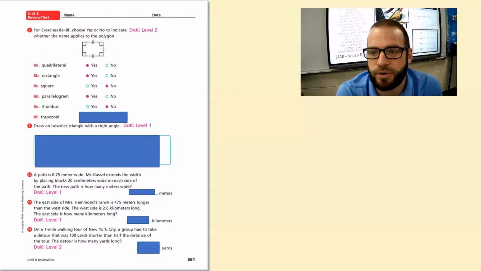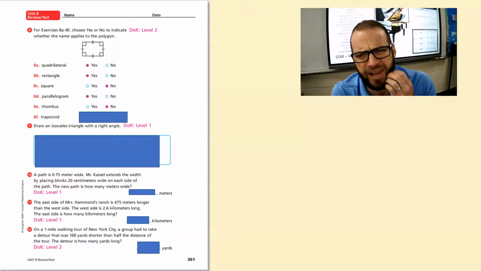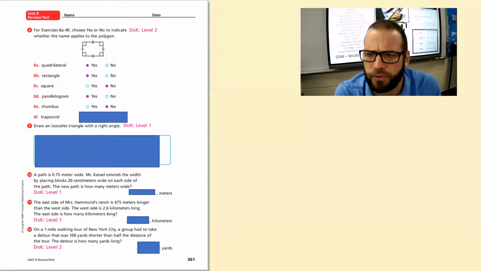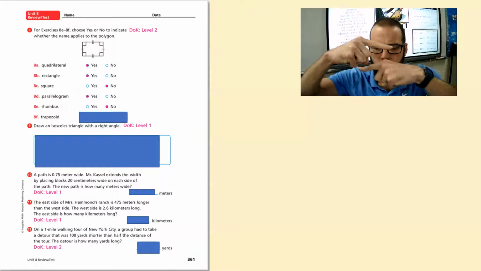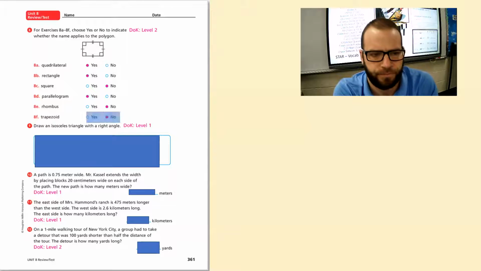And is it a trapezoid? Well, we just said it was a parallelogram. You can't be a parallelogram and a trapezoid because a trapezoid just has one group of parallel lines and the other ones are not. Not a trapezoid.